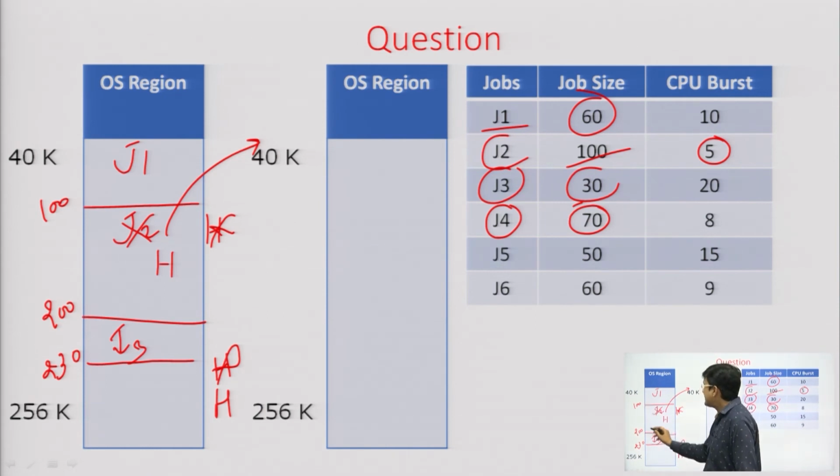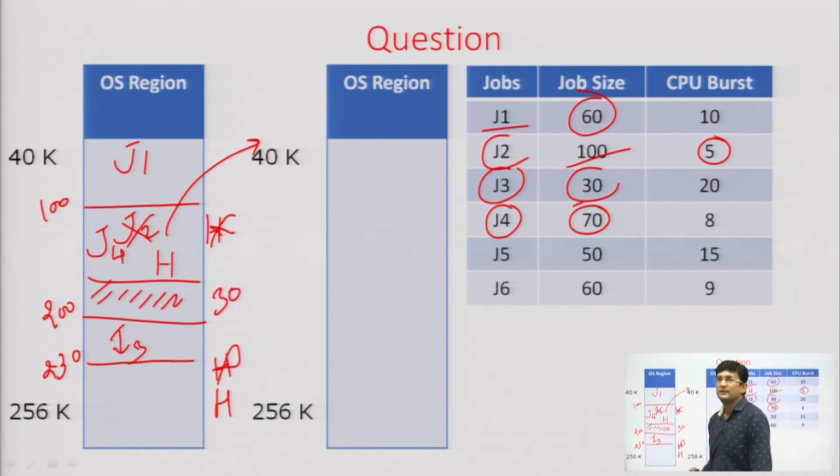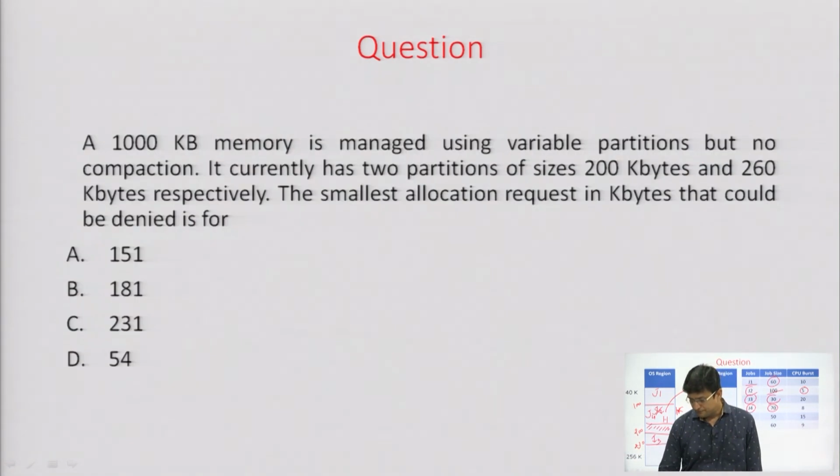This hole is of size 100. So, let us accommodate the J4 process here and leave this a hole of size 30. And so on and so forth, whenever a process will leave, a new process will come.